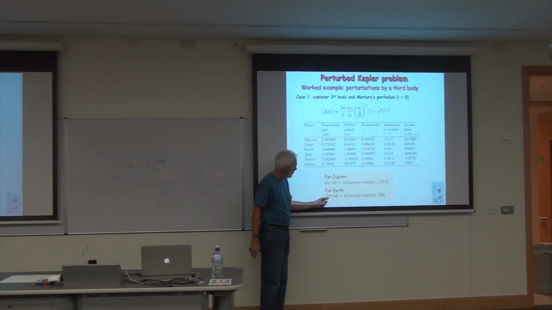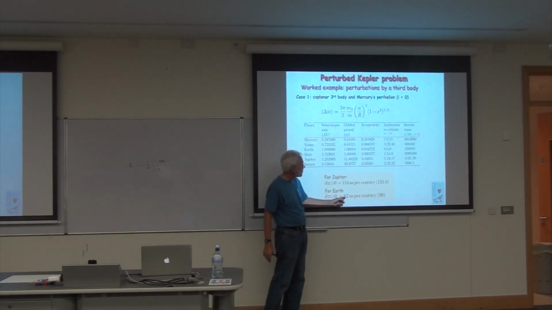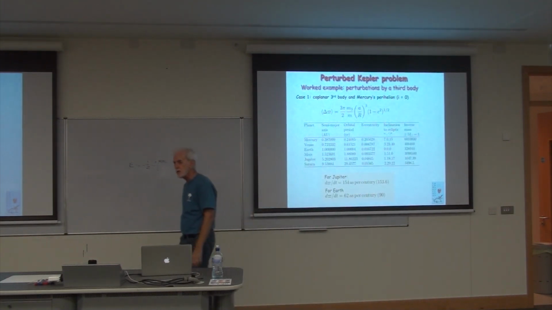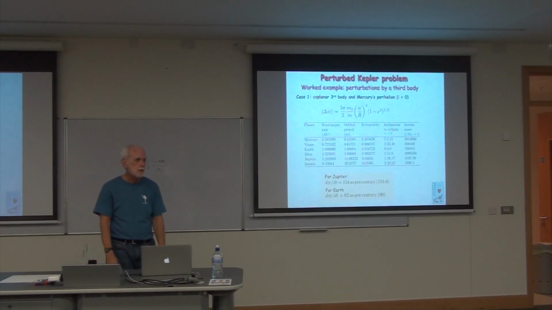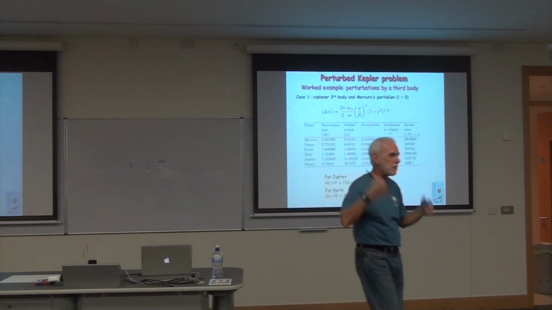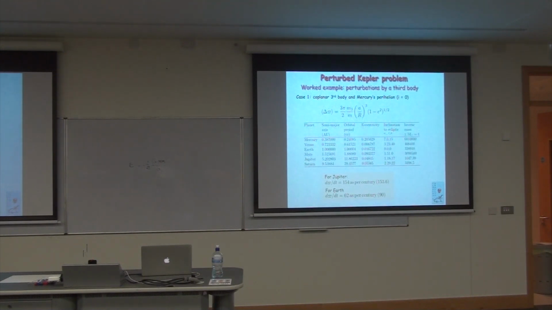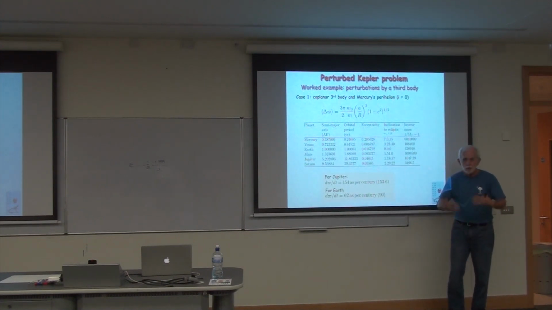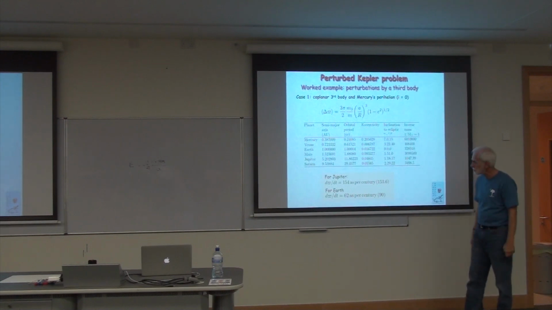For Earth, the effect on Mercury is 62 arc seconds per century, and the more accurately calculated value is 90. So we're quite a ways off. Right? And so why do you think that might be? Earth's closer. Yeah, Earth is closer to Mercury. So remember, we expanded in A over R, but R is not so big anymore. So maybe we have to go to higher order in that expansion. The Earth is a lot closer, the perturbation is bigger, so maybe you have to include higher order terms in that expansion.